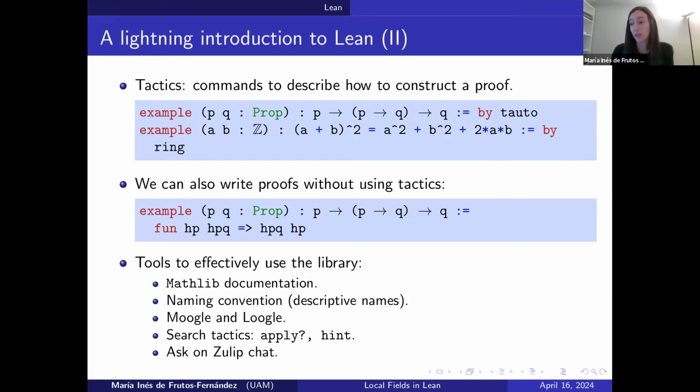So there is the Mathlib documentation. There's also the idea that we try to follow a naming convention where the names of the definitions and the theorems are descriptive. And then we have websites like Moogle and Loogle that you can use to search in this documentation, and also some tactics that can help you do that. And finally, if everything fails, you can go to the Zulip chat of the Lean community, and you can ask the experts there to see if something that you need is already formalized in the library.